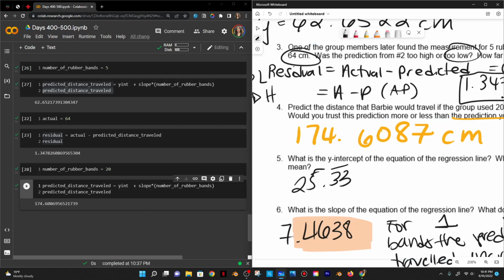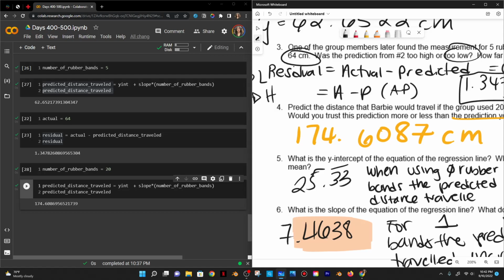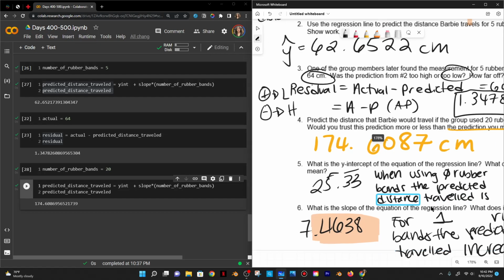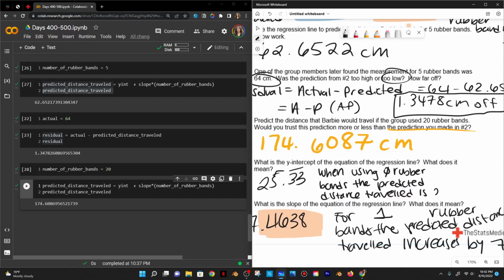So it says, see, I can only write good when it's small. So when, what was I saying again? The y-intercept. So when the number of rubber bands is 0, or when using 0 rubber bands, the predicted distance traveled is 25.33 centimeters.